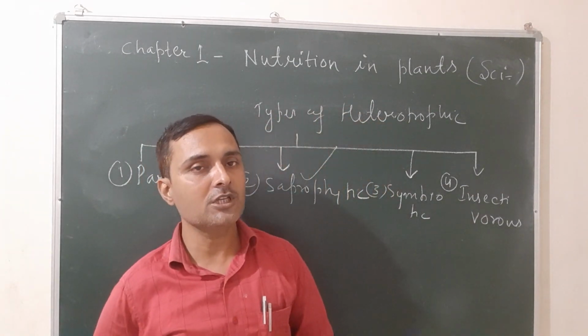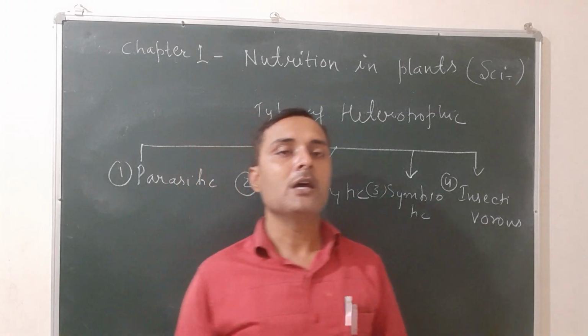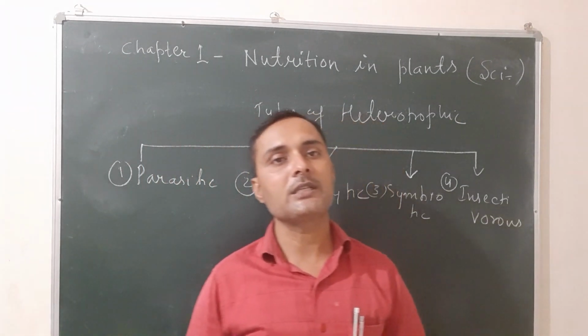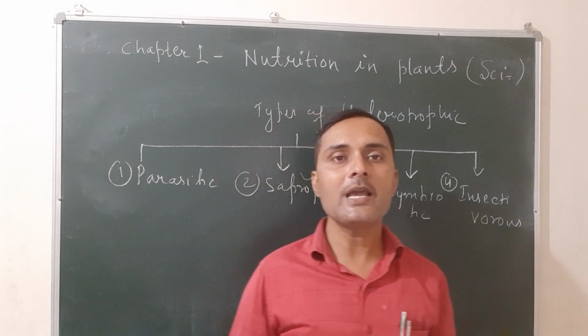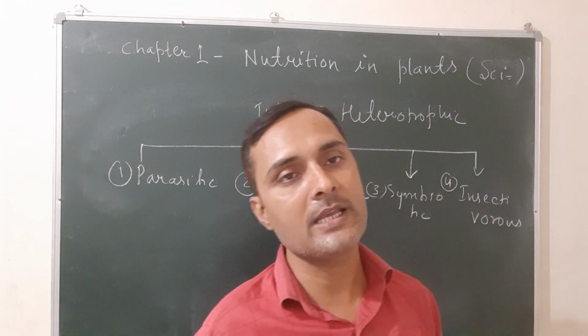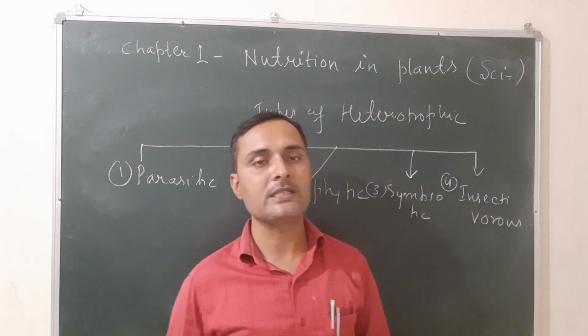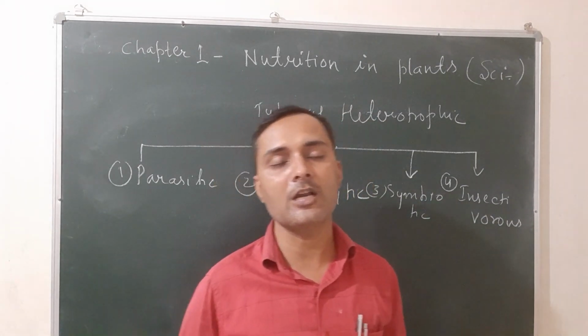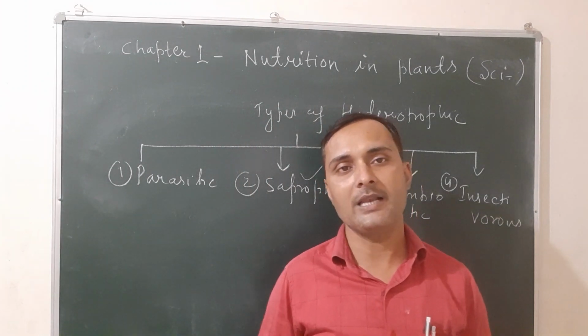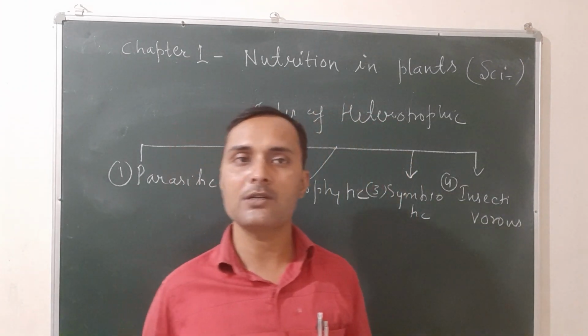What is symbiotic? The mode of nutrition in which two living organisms benefit each other is known as symbiotic nutrition. An example is lichen. Lichen is the combination of two living organisms, algae and fungi. Algae provides food to the fungi, and fungi help in the absorption of water and minerals that they give to the algae. That means both are beneficial to each other.